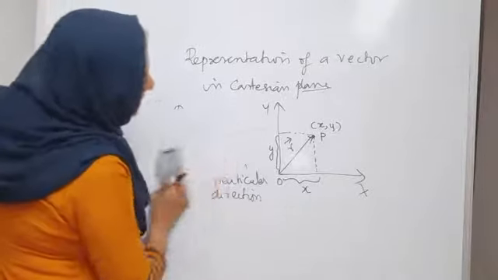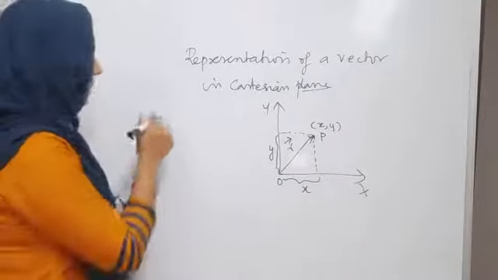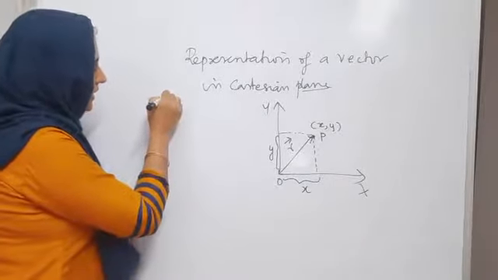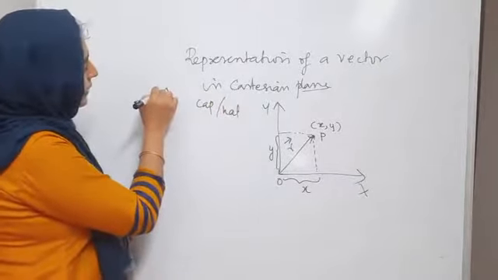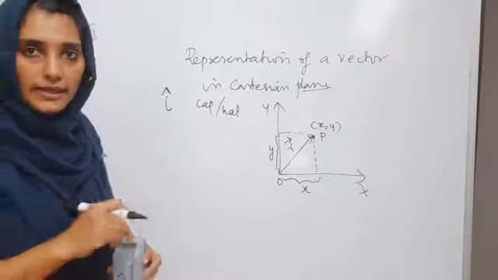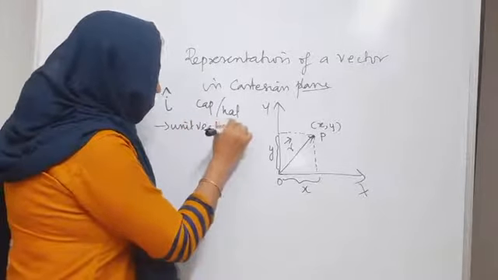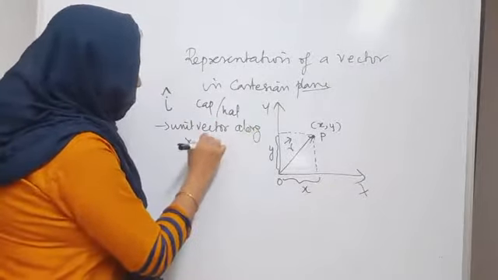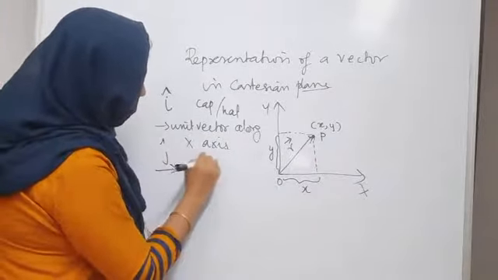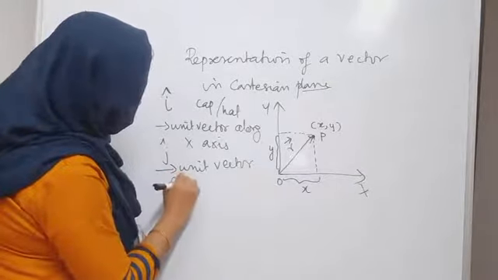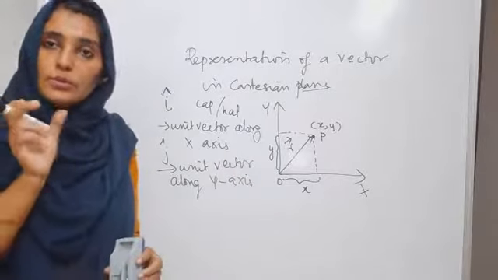So let us find, or define, the unit vectors along the x-axis and y-axis. For that, we put the notation as I cap or I hat. You put an inverted V like this, then it is called cap or hat. Now, I cap is the unit vector along the x direction, along the positive x-axis. Say, J cap is the unit vector along the y-axis. So we have specified two unit vectors whose magnitude is 1.